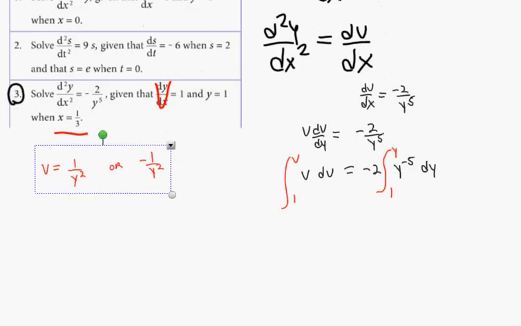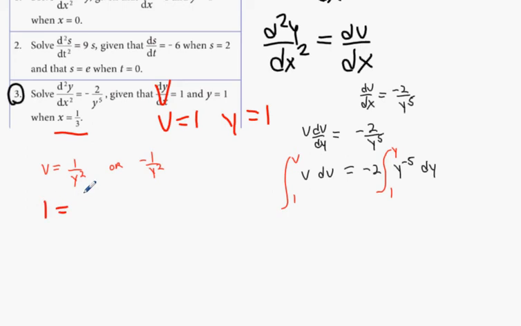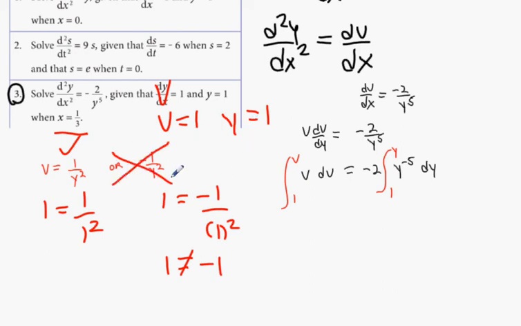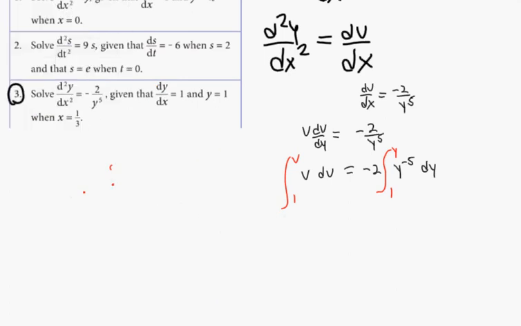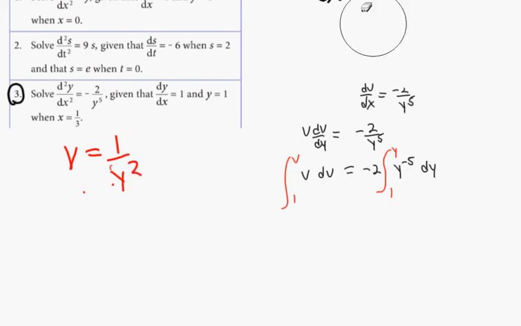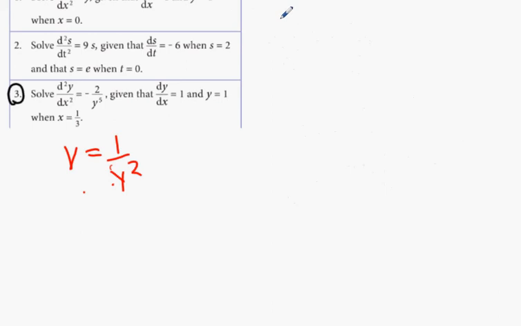So, I'm looking at them, and what I know is that phi equals 1 when y equals 1. So 1 equals 1 over 1 squared. That one works. However, 1 equals minus 1 over 1 squared. 1 does not equal minus 1. Therefore, the second one is inconsistent and doesn't work. Phi equals 1 over y squared. That's where we're at. We still haven't got a formula with y in terms of x, so we're still searching.